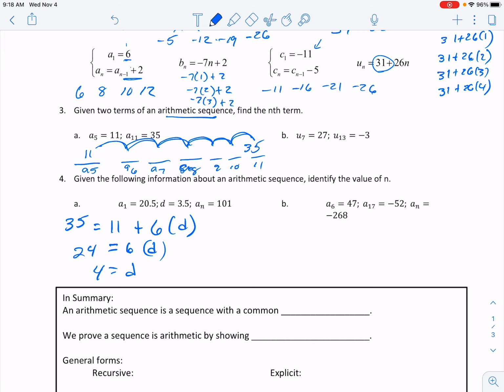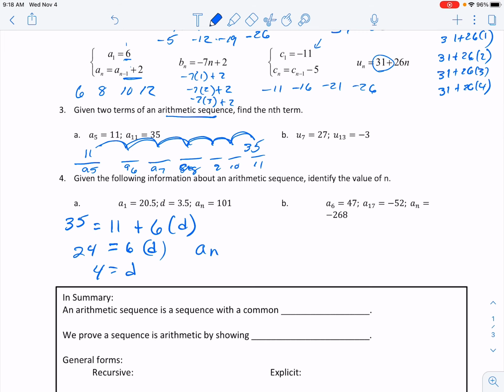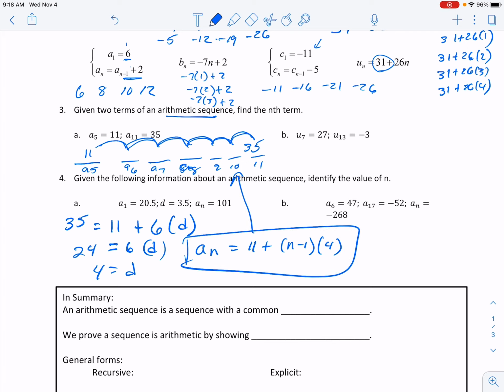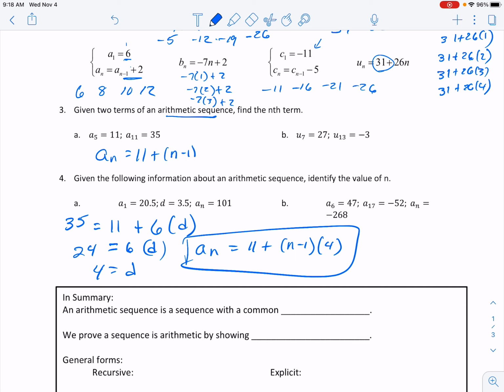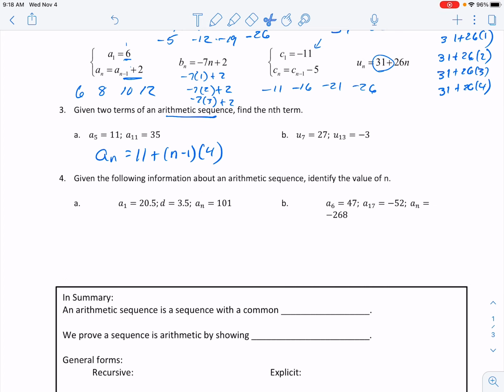So now what's my nth term? A sub n is equal to 11 plus n minus 1 times 4. And that's the answer that goes right there. So I'm going to erase this, okay? You can always back up and find it again and write this down so that I can erase and do the rest of the problems. Okay, so now I'm going to erase this. That was my scratch work. I hope you paid attention, copied it.